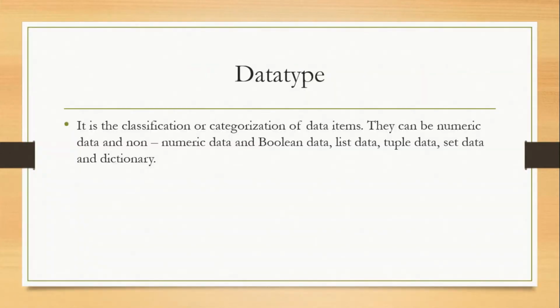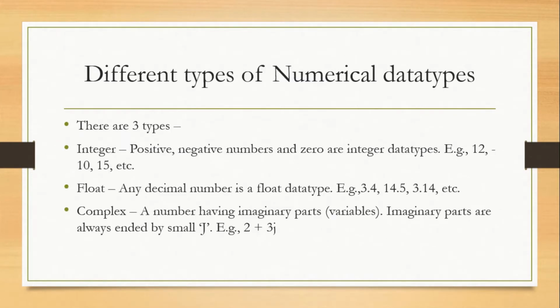Data type. It is the classification or categorization of data items. They can be numeric data, non-numeric data, or Boolean data. Numeric data has three types.